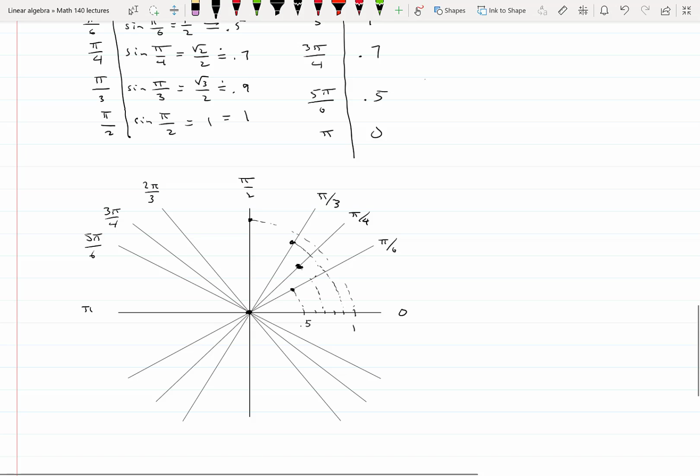And we draw these points. At 2 pi over 3, we get the same r value we got at 1 pi over 3. At 3 pi over 4, we get 0.7, the same as we got for 1 pi over 4. And at 5 pi over 6, we get 0.5, the same r value we got at 1 pi over 6. And the sine of pi is 0. So we can kind of see a curve emerging out of this.